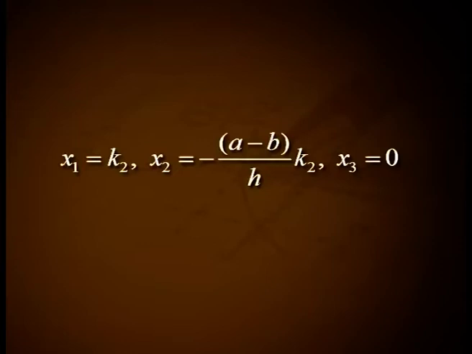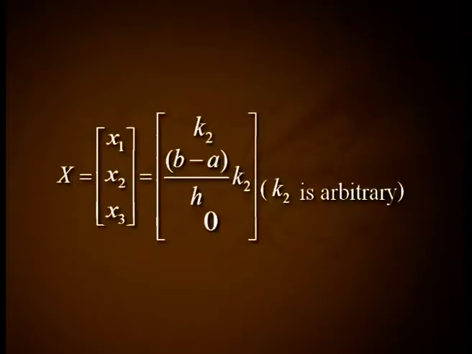Here the rank of the coefficient matrix is 2, and putting arbitrary value to n minus r equal to 3 minus 2 equal to 1 variable, say x1 equal to k2, we obtain x1 equal to k2, x2 is equal to minus of (A minus B) by H into k2, x3 equal to 0, k2 is arbitrary. Hence, the latent vector corresponding to the root lambda equal to B is given by x equal to the matrix [x1, x2, x3], which is equal to the matrix [k2, (B minus A) by H into k2, 0], k2 is arbitrary.